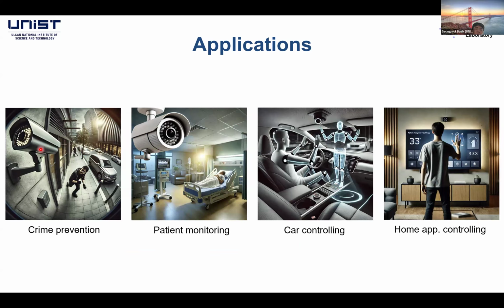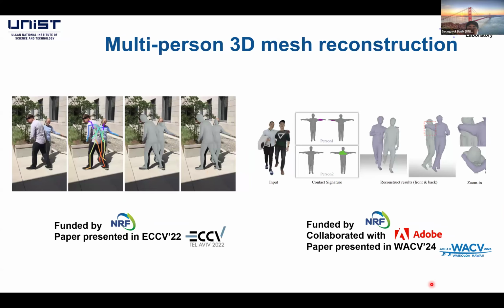With CCTV, we can monitor crime and monitor patients, or if the camera is attached in a car, we can control the car, for example increasing the sound volume, by understanding the motions of the hand or others. Also, without a remote controller, we can control home appliances by understanding human motions. These are some of the applications.